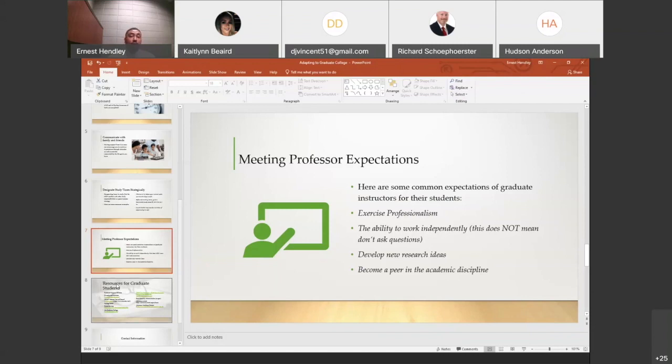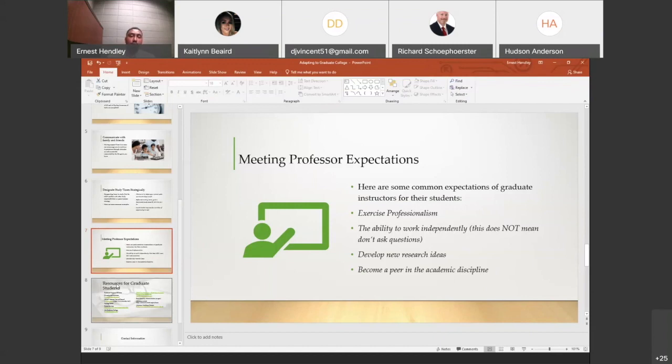But this does not mean that you do not ask questions. This simply means that if you do have questions, you have some very intentional questions, you have them written down, and you understand that time is very valuable. So if you do get that one-on-one time with your instructor, make the most of it, and then continue to execute the expectations.